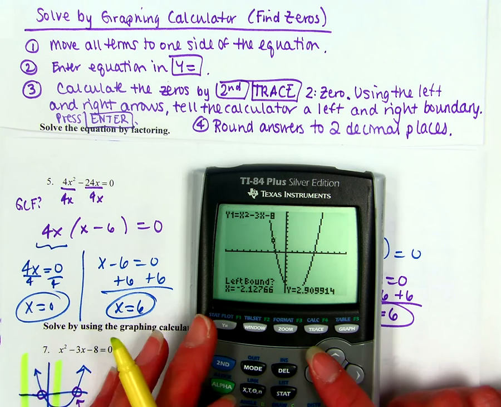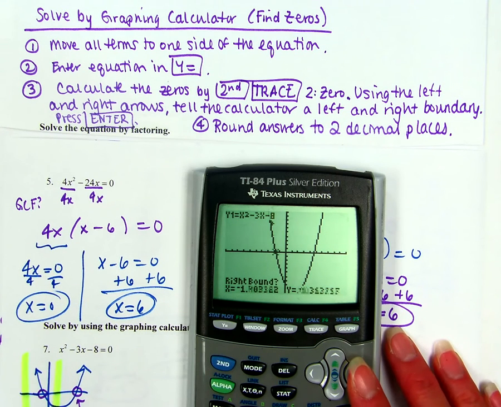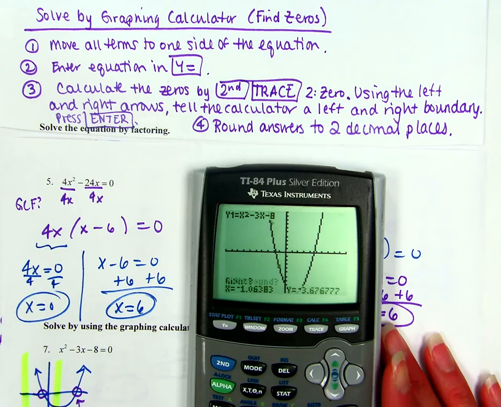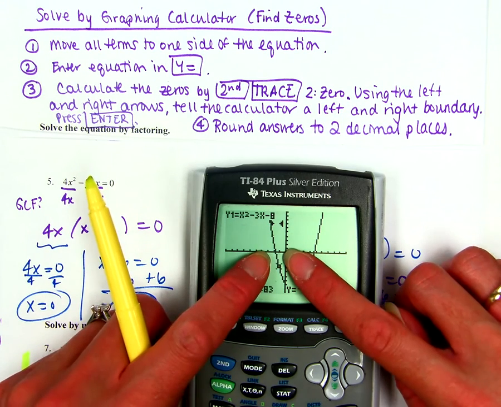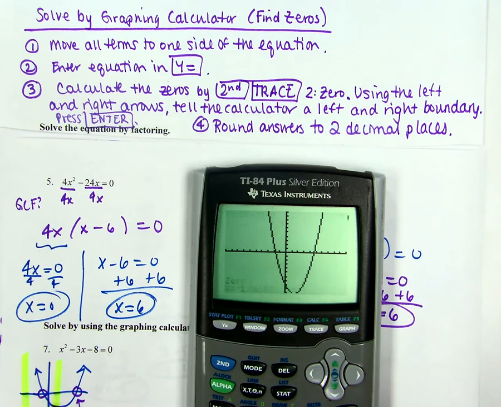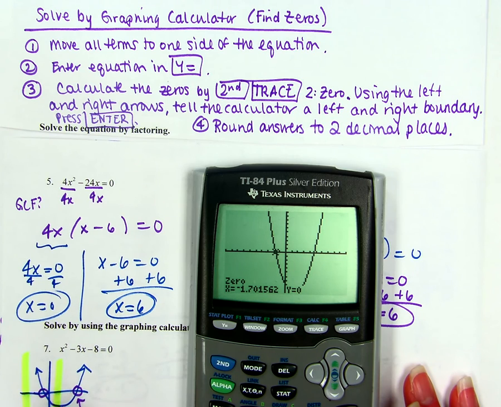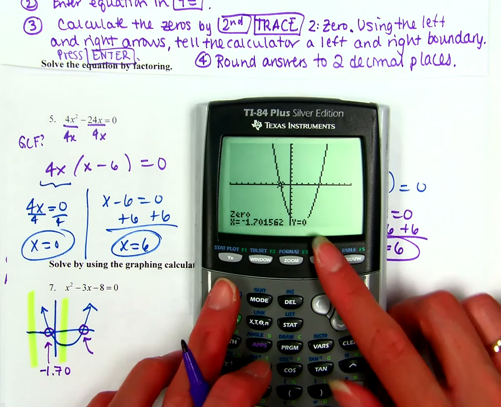So I'm going to move to the left, hit enter. Now it asks right bound. So I need to go to the right and hit enter. Notice that there are these arrows. So it's saying find in between these two arrows where that crosses. Okay, and my guess, you just hit enter. So there's my first solution. My solution, rounded to 2 decimal places, is negative 1.70. That's this one. I'm going to repeat the exact same process for the one on the right side.